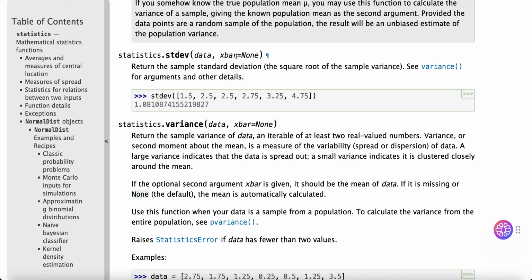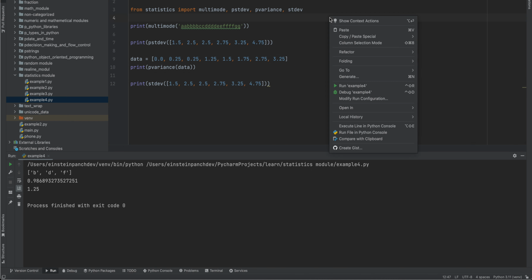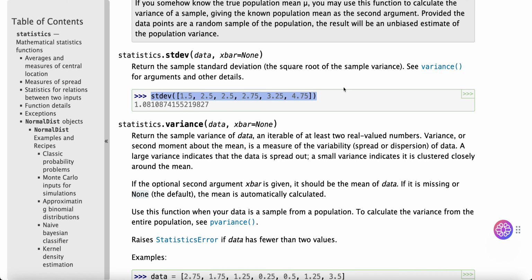statistics.stdev(data, xbar=None). Return the sample standard deviation, the square root of the sample variance. See variance for arguments and other details. stddev: standard deviation. Print stddev.